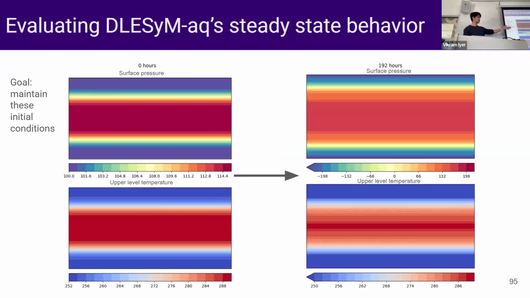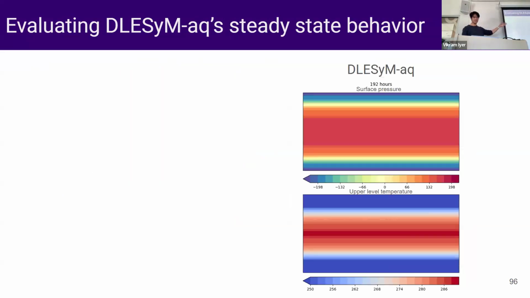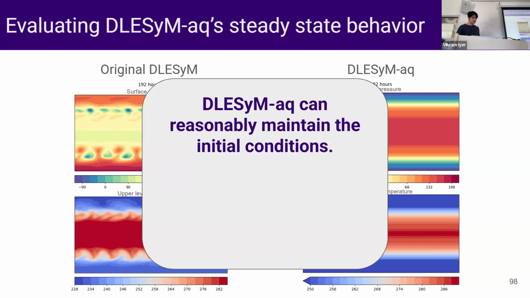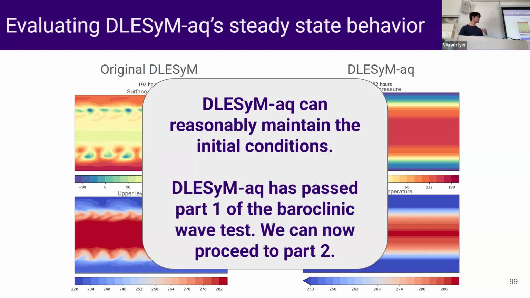So this looks a lot better, especially when you're referencing DeLeSim AQ's results to the original, where we no longer have this breakdown of the initial state. There's definitely some drift, but I think that this is a satisfactory result given that this is what we were originally looking at. So we've maintained this uniformity in the east-west direction, which was part of the goal of the original test. So the takeaway here is that DeLeSim AQ can reasonably maintain the initial conditions, and that it's satisfactorily passed part 1 of the test, keeping the ball on the hill. So now we get the chance to knock it off in a controlled way.